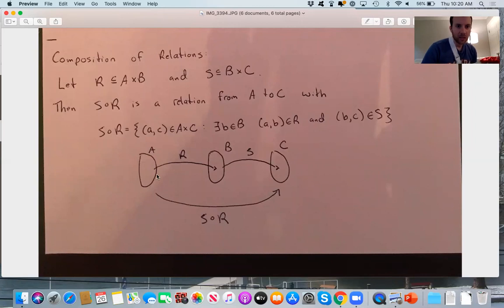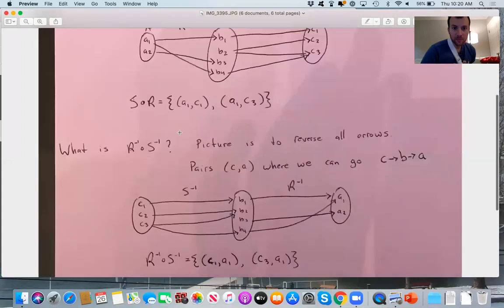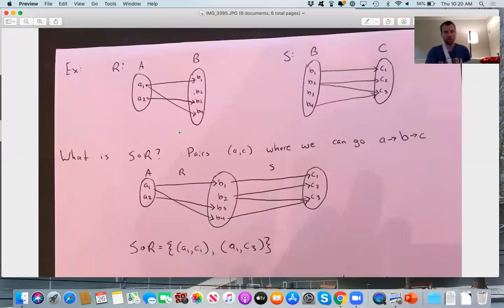So let's look at an example of this. In this case, the picture representation is really helpful. You could also get this information from the sets of ordered pairs. I didn't feel like writing out the sets of ordered pairs because the pictures do a better job. But you can also figure this out if you're just using sets of ordered pairs.